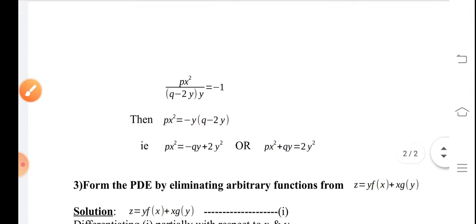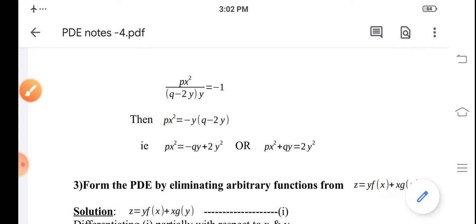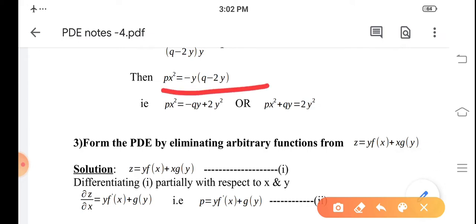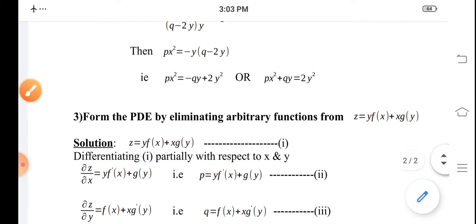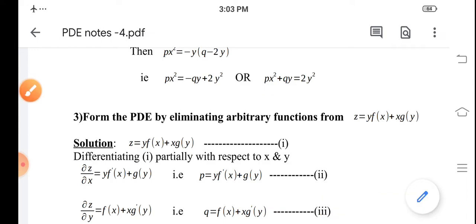So we obtain px square divided by q minus 2y into y equal to minus 1, or px square equal to minus y into q minus 2y, or we write it as px square equal to minus qy plus 2y square. That will be px square plus qy equal to 2y square. So this is a required partial differential equation.